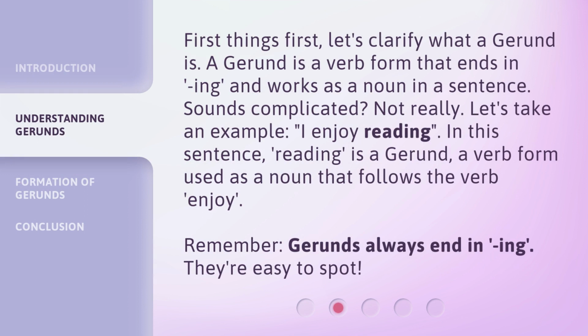First things first, let's clarify what a gerund is. A gerund is a verb form that ends in -ing and works as a noun in a sentence. Sounds complicated? Not really. Let's take an example. I enjoy reading. In this sentence, reading is a gerund, a verb form used as a noun that follows the verb enjoy. Remember, gerunds always end in -ing. They're easy to spot.